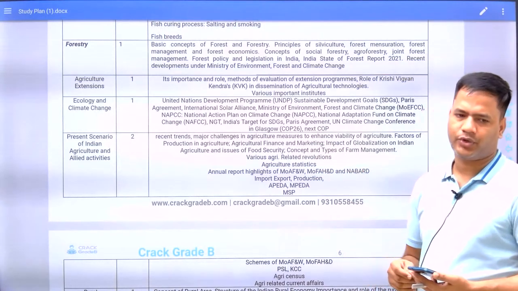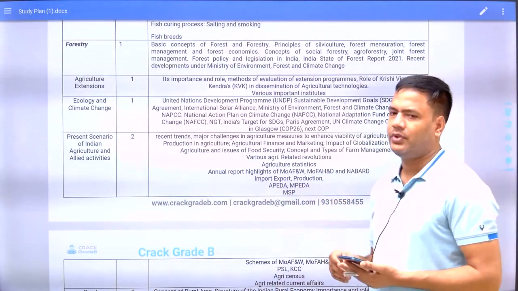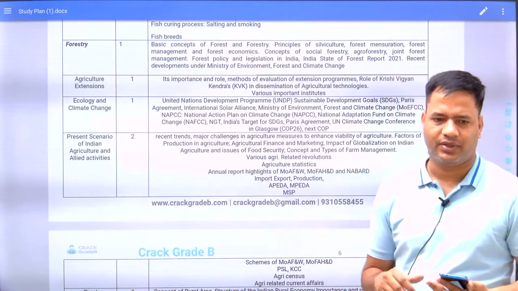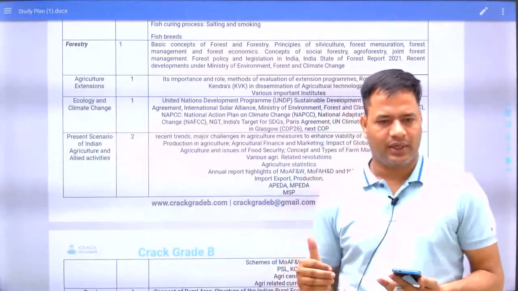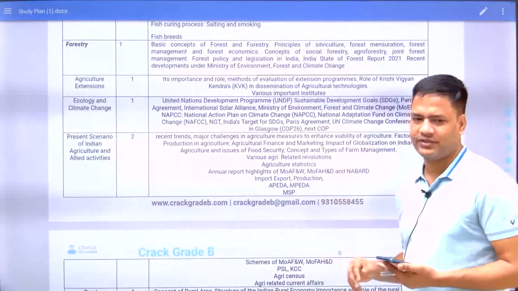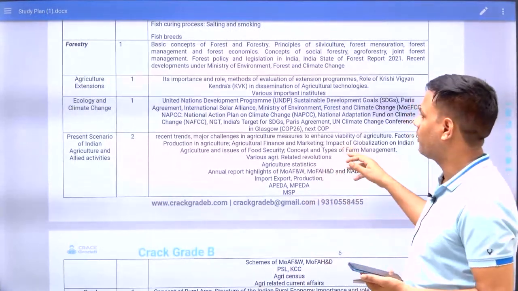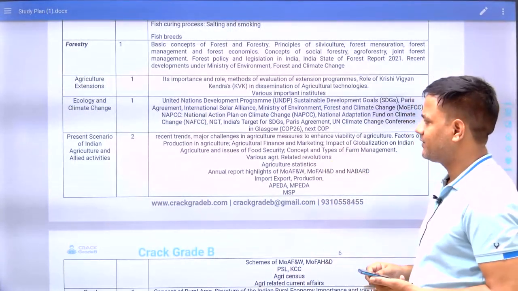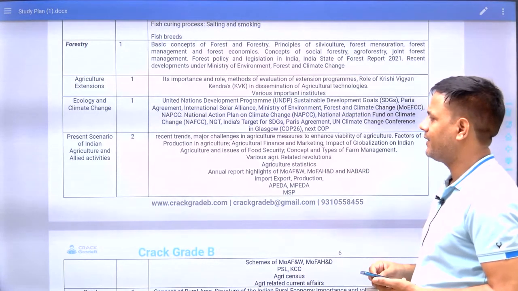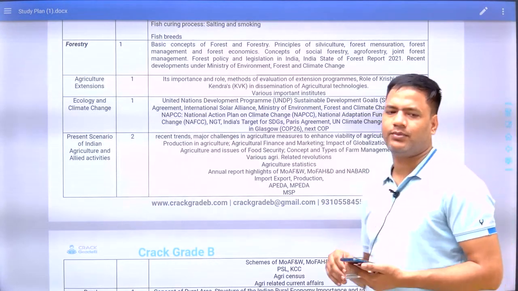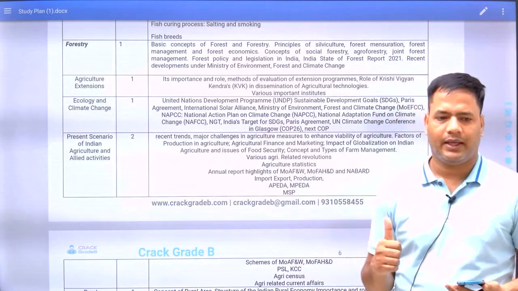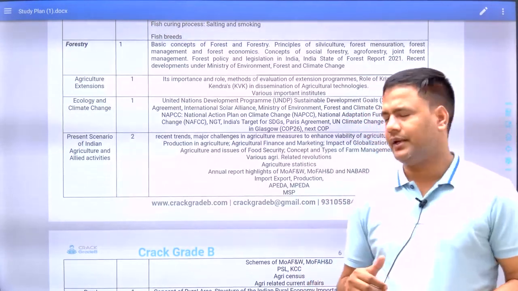COP26 is important for ecology and climate change. COP26 is the latest, as it was in the news, so you have to study this. Next is the present scenario of Indian agriculture and allied activities. You can see a number of questions from this topic, present scenario, current affairs under this chapter.